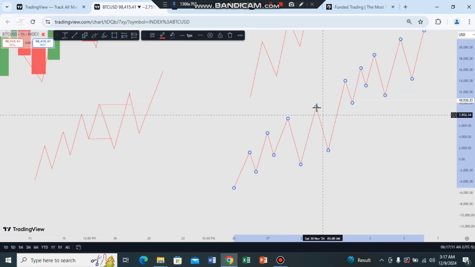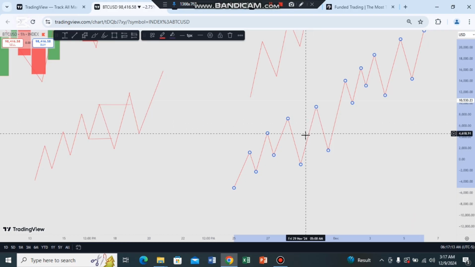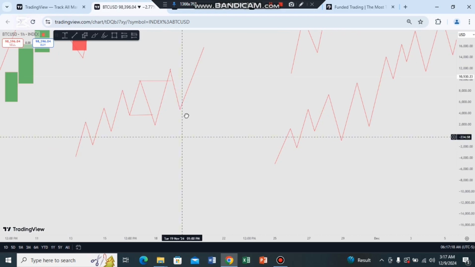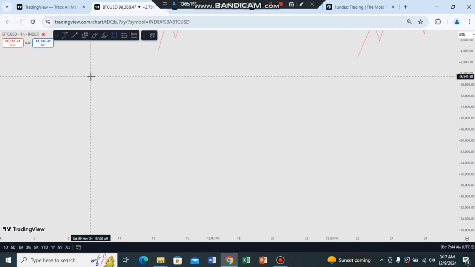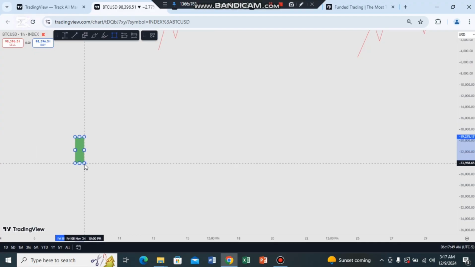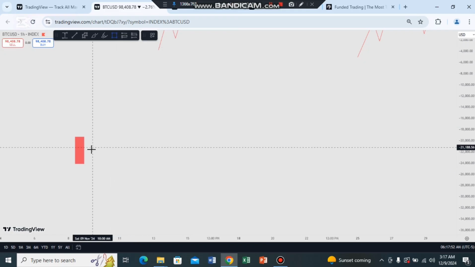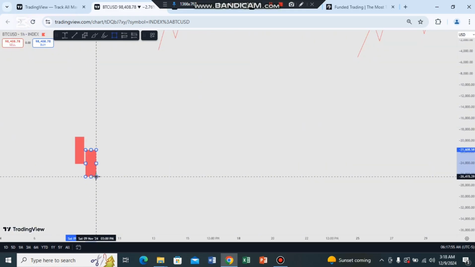But at this point there are specific structures which you have to use to get your entry. You can either use the order blocks or breaker blocks. Now what is a breaker block? So as I told you, this is an order block, like a bullish order block. The market goes down, okay?